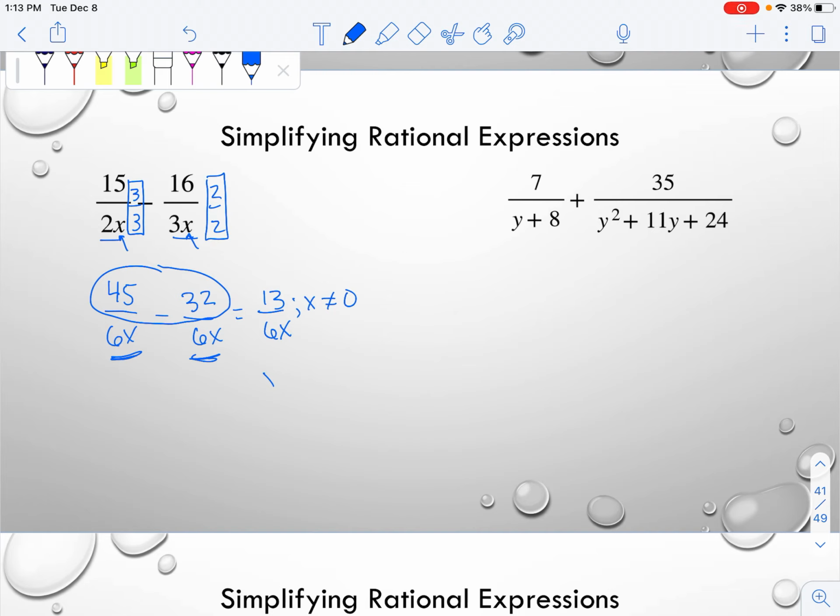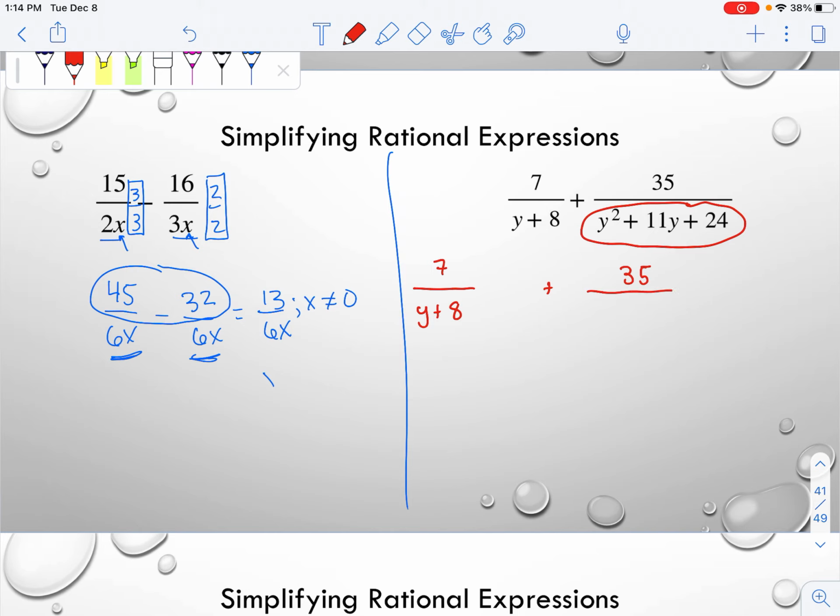Let's look at this next one. As we look at this, how can we get common denominators? I have this trinomial over here. That's why we say factor it first. My left side, I can't really do anything with. My right side denominator, I can factor that. So what multiplies to 24 and adds to be 11? That's 8 and 3. So y plus 8, y plus 3.